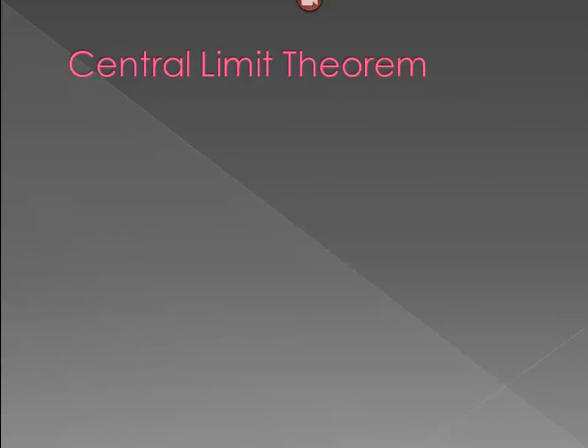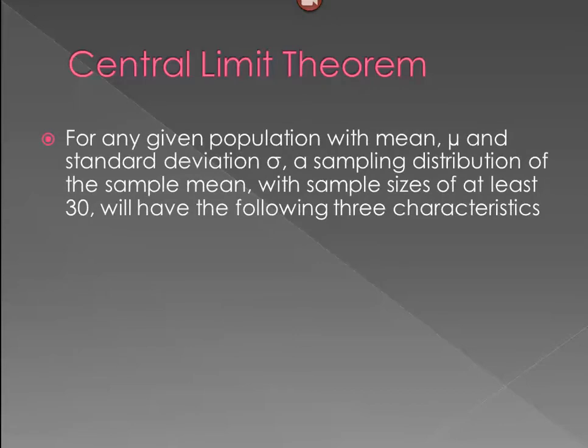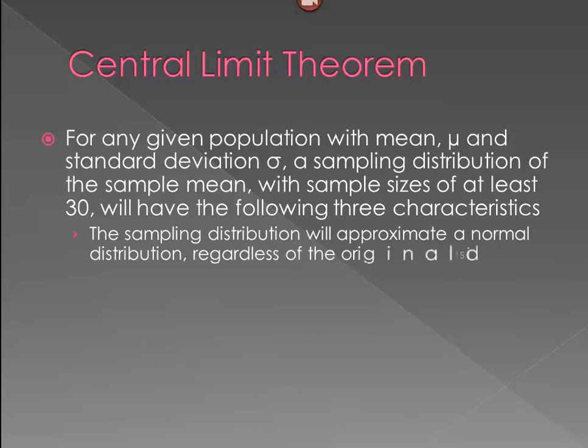So let's lay out what the central limit theorem says. You're going to see some of the stuff we've already mentioned here. For any given population with a mean mu and standard deviation sigma, a sampling distribution, that's a table of values that we create with every single possible sample, with sample sizes of at least 30, will have the following three characteristics. Number one, the sampling distribution will approximate a normal distribution regardless of the original. We're going to come back to that point in a minute, so let's just leave that one aside.